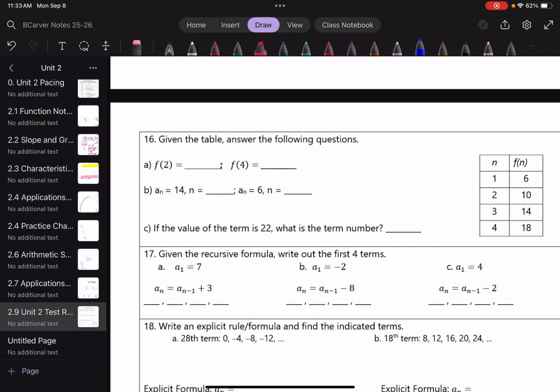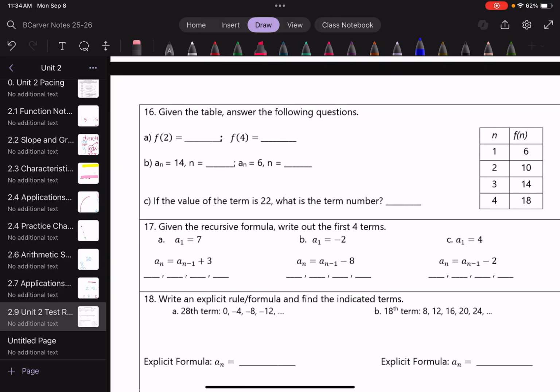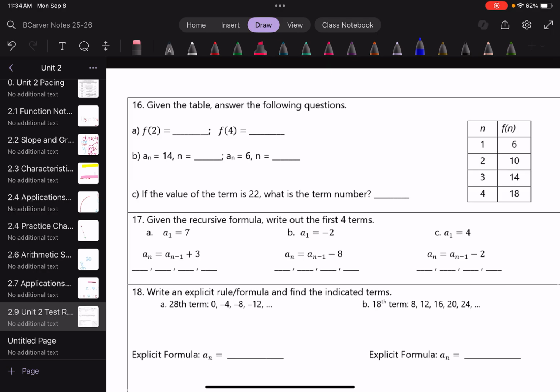We can do similarly what we have been doing for problem 16. It says evaluate f of 2. So when our n value is 2, our output is 10. N value is 4, output is 18. If a sub n is 14, then n must equal 3. And if a sub n is 6, n must equal 1.